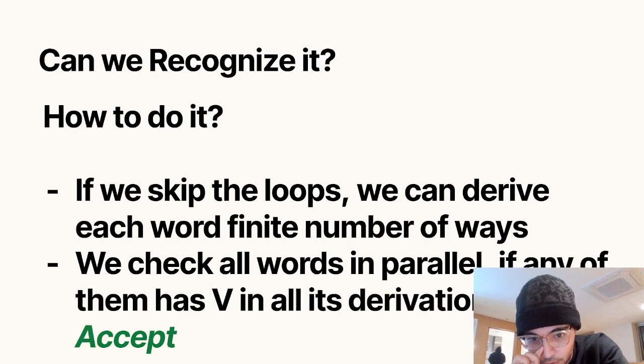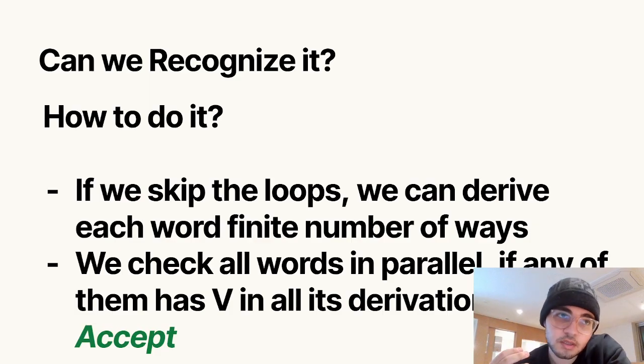So how are we going to do it? We go through every word in the language of G, then do all the derivations, and see if all derivations have V. If there is such a word, after a finite amount of time, as we keep checking one by one, we will eventually reach it. If there is no such word, we will never reach it.